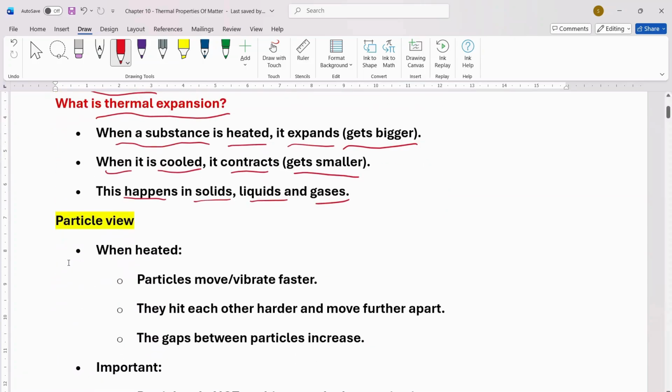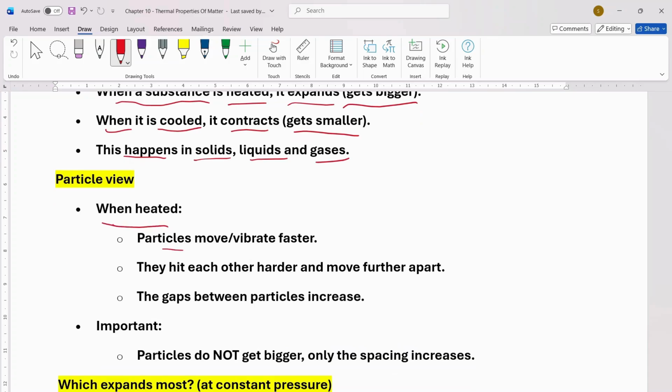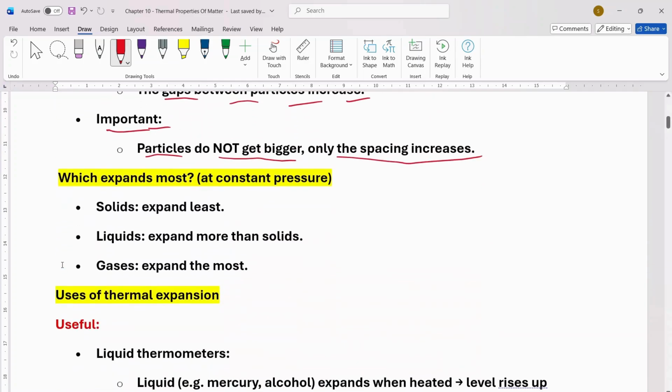Now, particle view. When heated, particles move, vibrate faster. They hit each other harder and move further apart. The gap between particles increases. The important point here is particles do not get bigger, only the spacing increases. Which expands the most at constant pressure? Solids expand least, liquids expand more than solids, and gases expand the most.